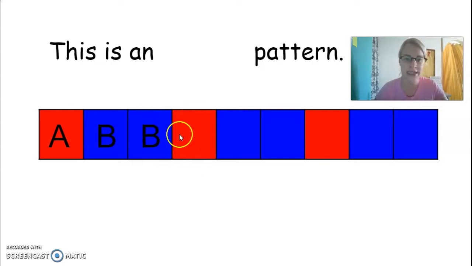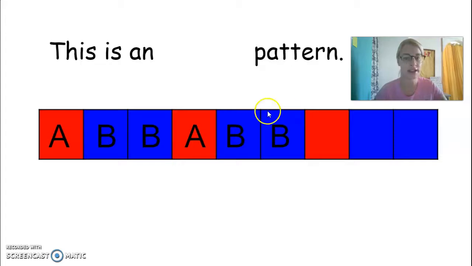So let's see what comes next. Have we seen this color already in the pattern? Yes, it's A. Have we seen this color already in the pattern? Yes, it's B. And B again. So, freeze, what do you notice? A, B, B has repeated all the way through one time.